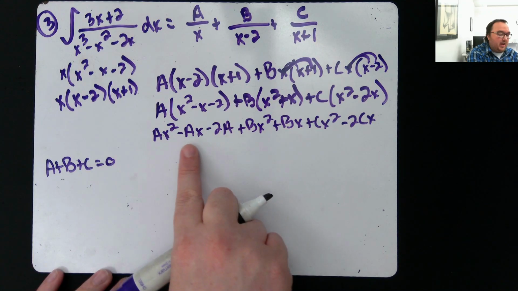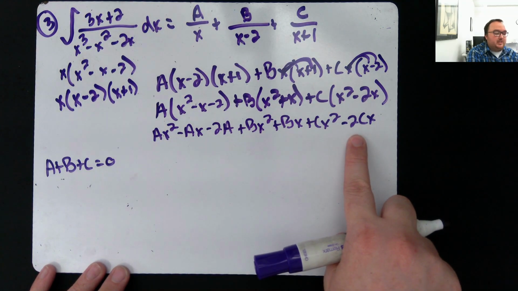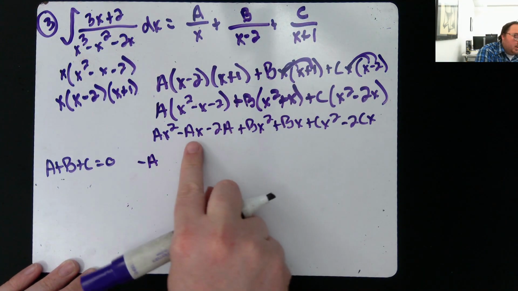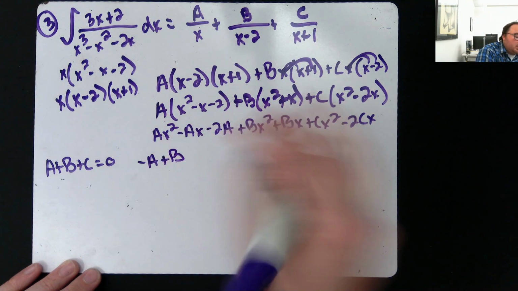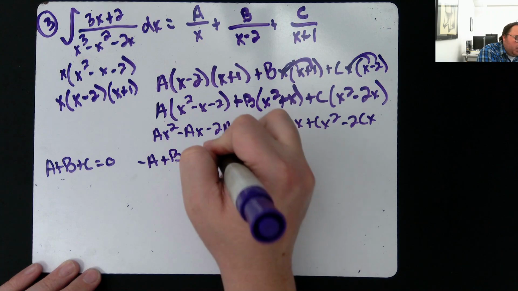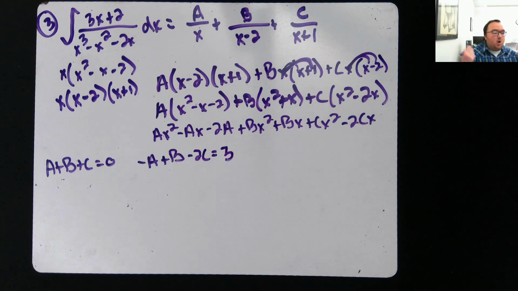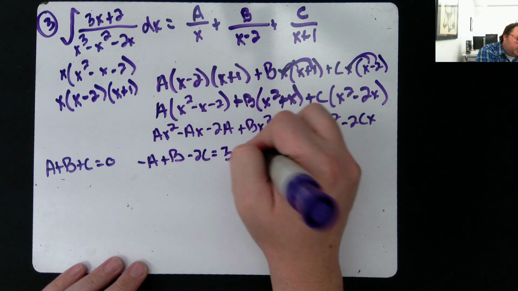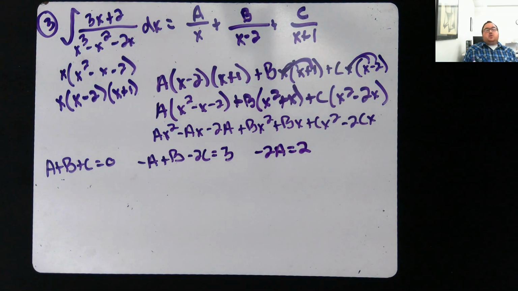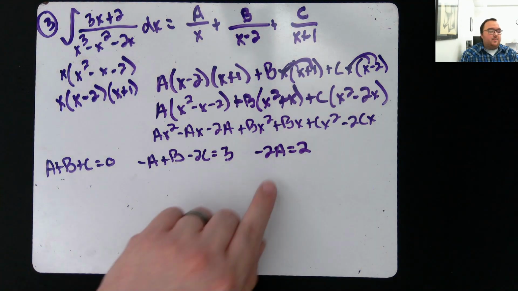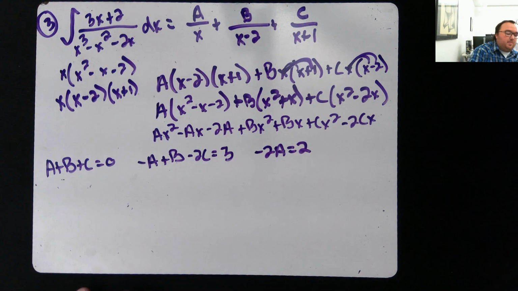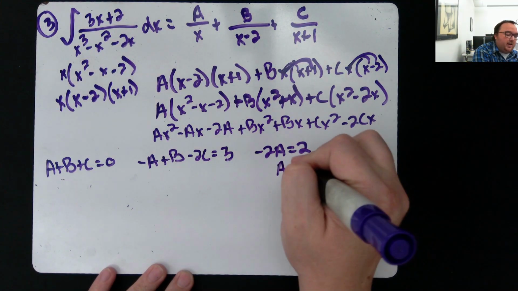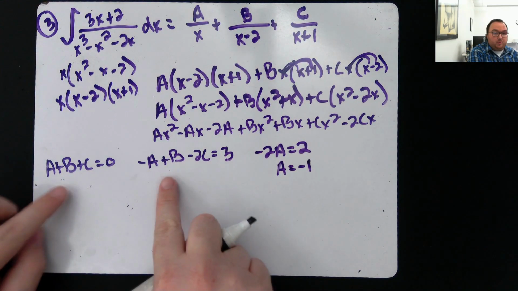For the plain x, negative ax plus bx minus 2cx has to be equal to 3x. Once again, negative a plus b minus 2c has to be equal to 3. And then my constants, the only constant I have is negative 2a. So negative 2a must be equal to 2. So this is nice because I have negative 2a is equal to 2. So I can just divide by the negative 2, which gives me a equals negative 1, which I can now plug into both of these.